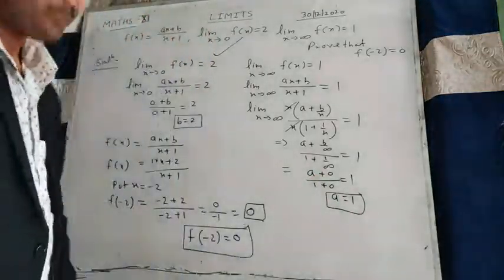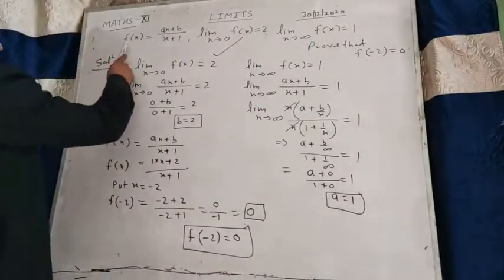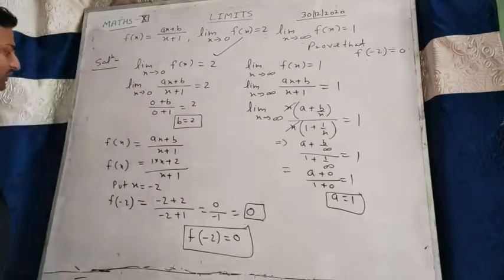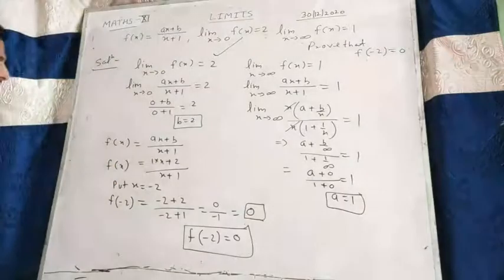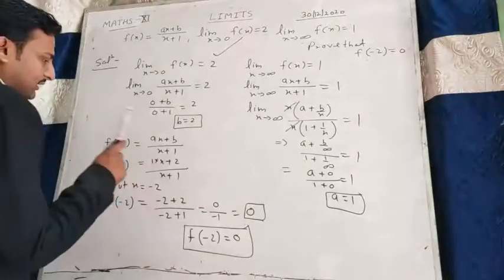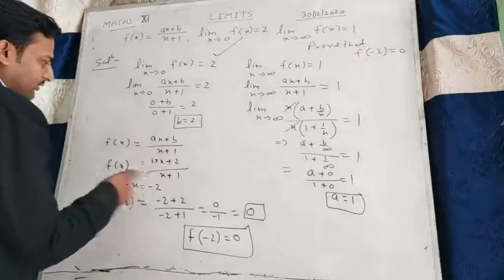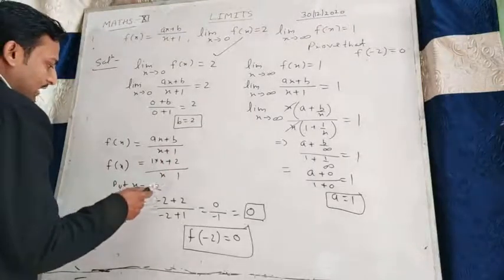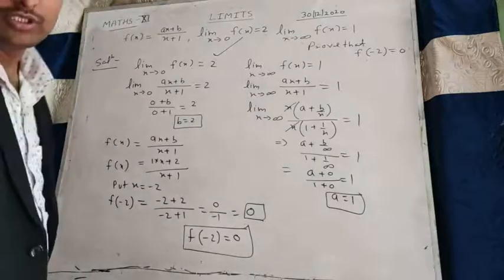Okay student. Now we will find our f(x) is (ax + b)/(x + 1). Now student, here we will substitute the value of a and b. Our a is 1 and b is 2. So we get (x + 2)/(x + 1). Now we have to prove that f(-2) is equal to 0 student.